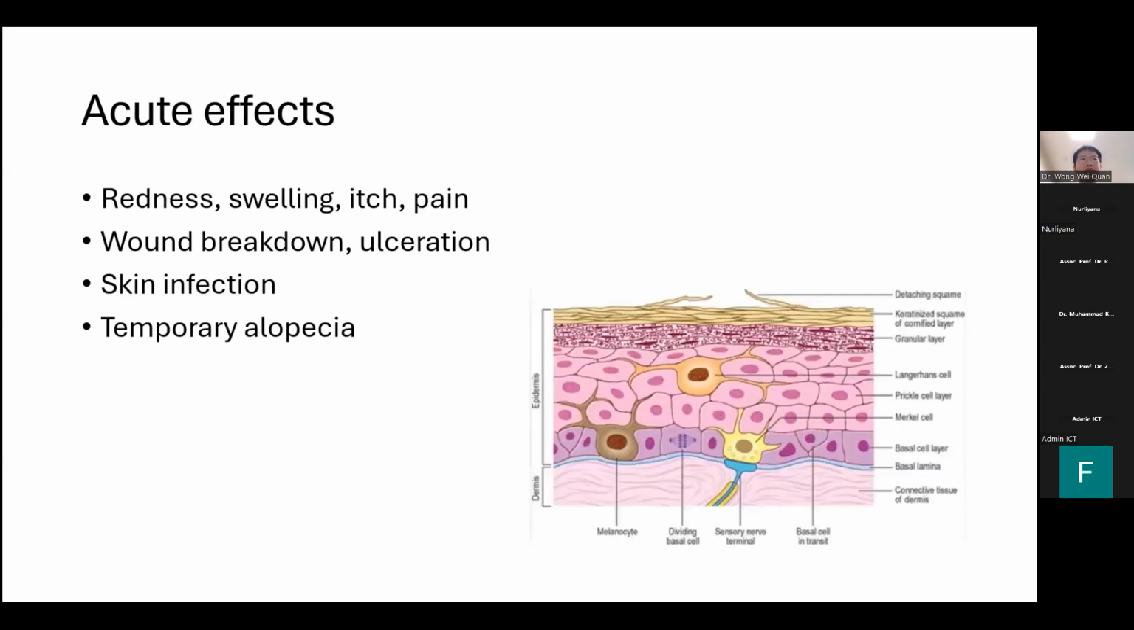So some of the acute side effects that patients may experience are redness, swelling, itch, or pain at the site of radiation. And radiation effects are usually focal, so it's directed to the site where the radiation is received, and it generally does not affect other parts of the body. At higher doses, it can lead to wound breakdown, ulceration, and sometimes there can be superimposed skin infection. At areas where there are hair or glands, there can be temporary alopecia.